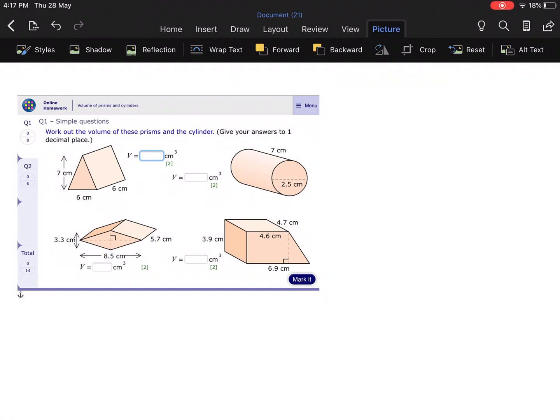Hello, so I noticed that a few people haven't done this one or they were struggling with it. So I'll go over this and hopefully you can have a go yourself when the numbers are different.